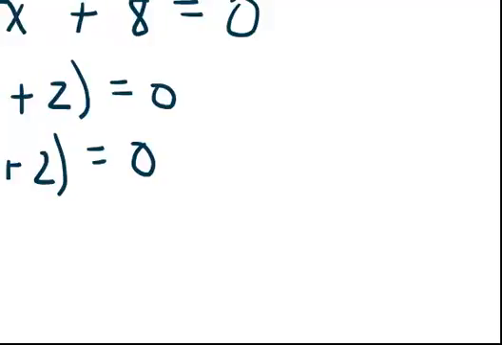X plus 1 equals 0, so x is negative 1. X plus 2 equals 0. X is negative 2. Two possible solutions here, negative 1 and negative 2. Let's check. Plug in negative 1 in the original radical equation.